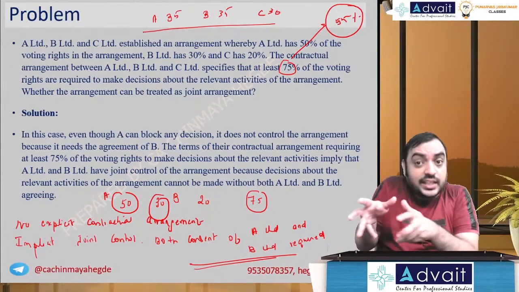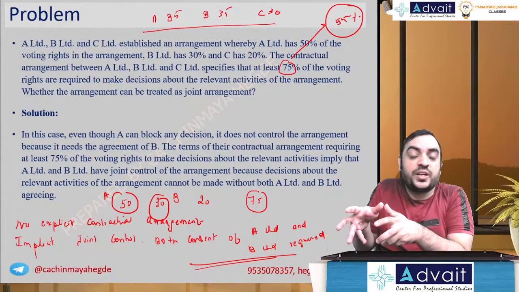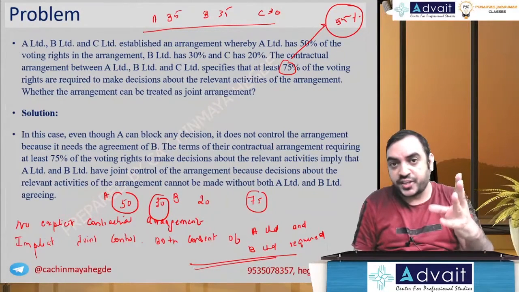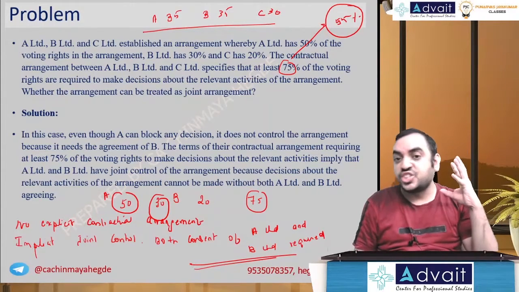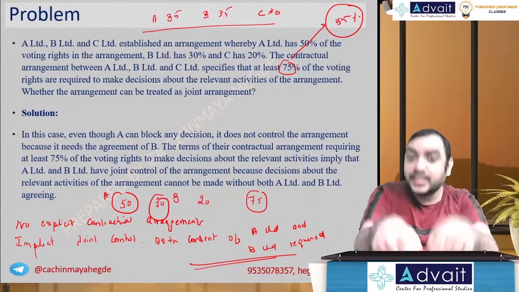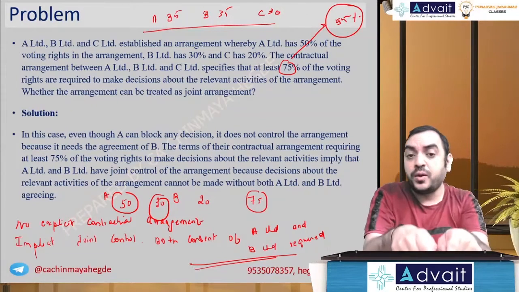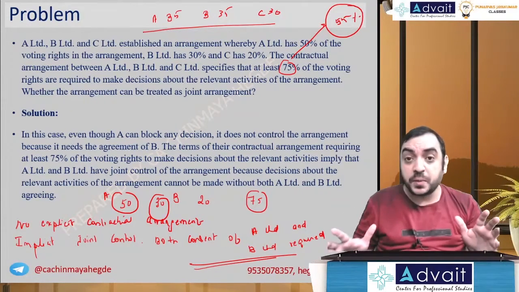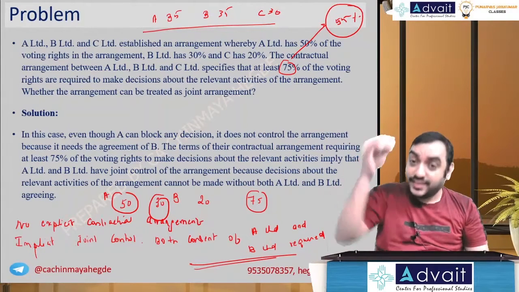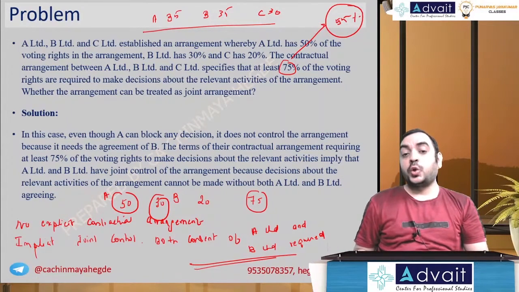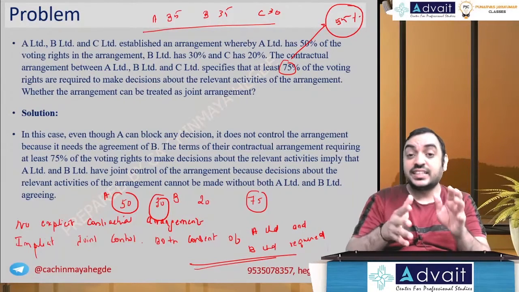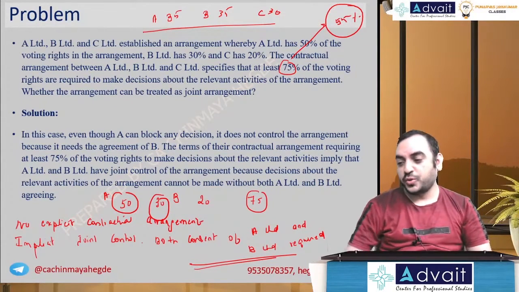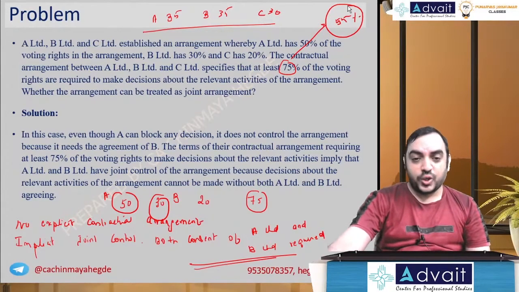So, unless there is a contractual arrangement between the two parties, there will be no explicit joint control, no implicit joint control. But in this example, which is the problem given, 50, 30, 20, there is no explicit joint control, but there is implicit joint control because A and B's consent is a must to make a decision. Hope you got the point. I'll go further.